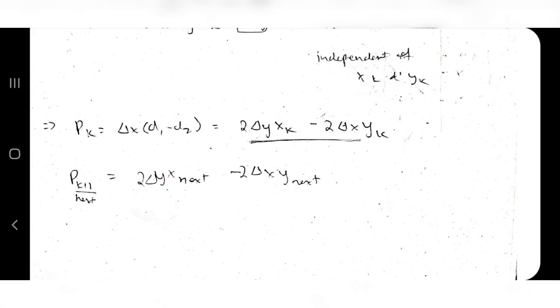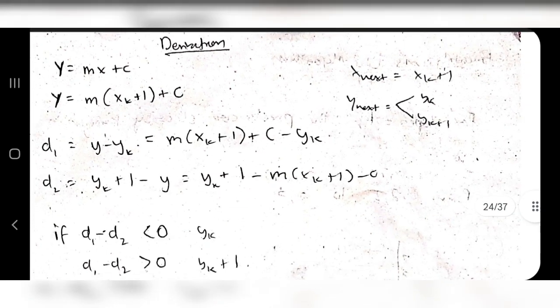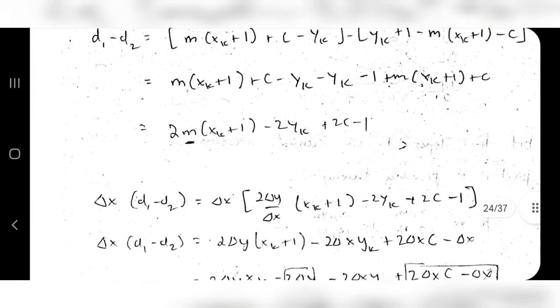Okay. So to quickly wrap up what all we have done till now. Started from the derivation here. This was the first point. This was the next point of k. And we have done d1 and d2. The distance from the next axis means the previous pixel to the current location and the next pixel to the current location. Subtract these two. If it's less than 0 means we have to choose the lower one. If it's greater than 0, means you have to choose the higher one.